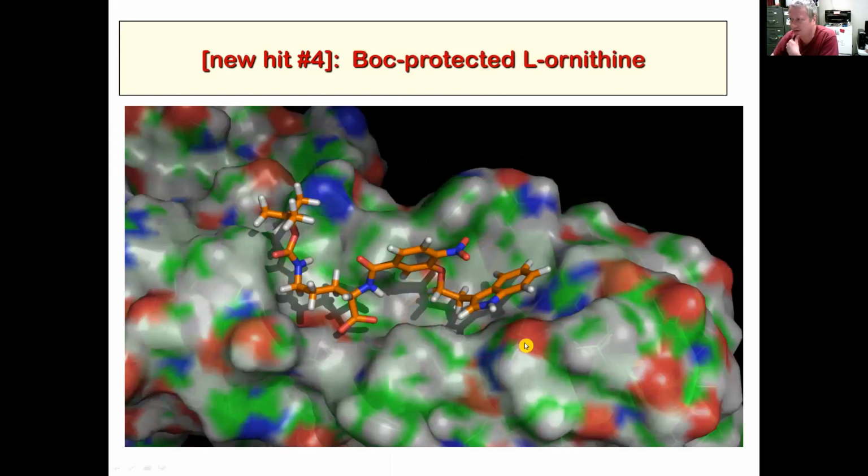Boc-protected ornithine. So this is a Boc group. It's a Boc protecting group on ornithine, which is a kind of semi-natural amino acid that's not one of the common ones. But the Boc group is attached to the amine. And this is kind of a greasy protecting group. It's usually used as a protecting group, but here it's actually part of the molecule. And also the carboxylic acid is positioned at the right place. So that was cool.